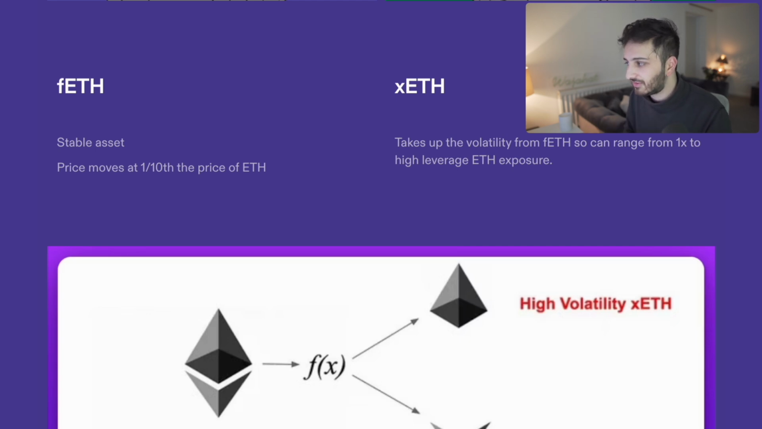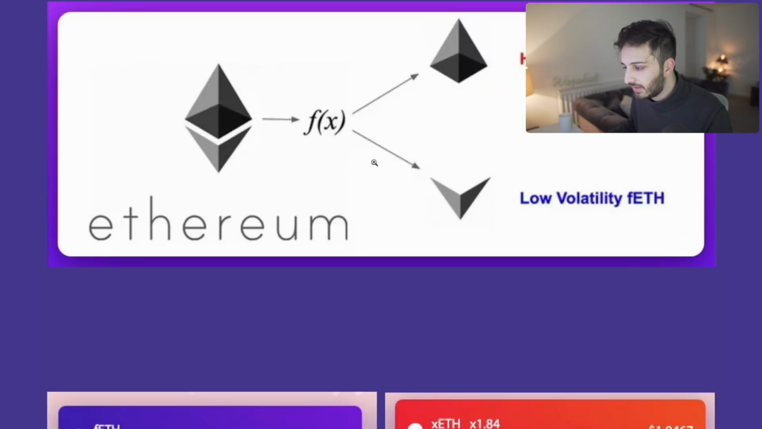That is the high volatility asset, and essentially what it does is it takes the price of ETH, it moves as the price of ETH, but it also takes that additional 9/10 from FETH to basically give you that extra leverage. So it takes up the volatility from FETH, so it can range from 1x being literally the base case, to extremely high leverage because it is able to take that 9/10 from FETH and bring it into itself.